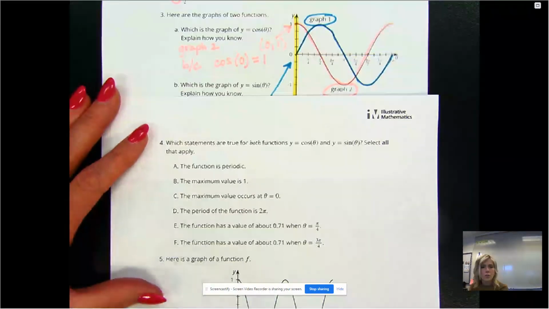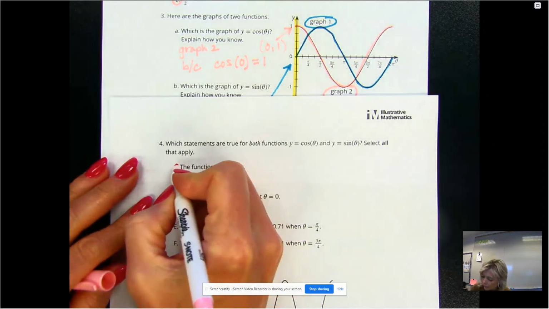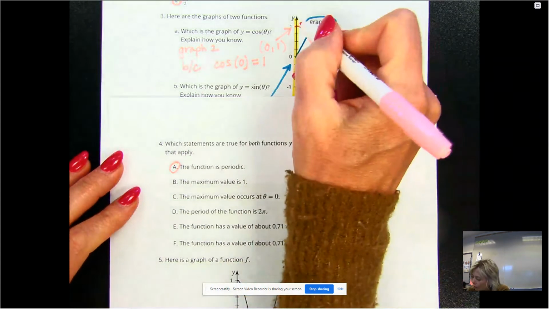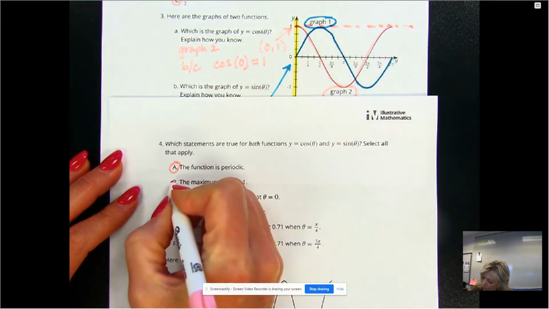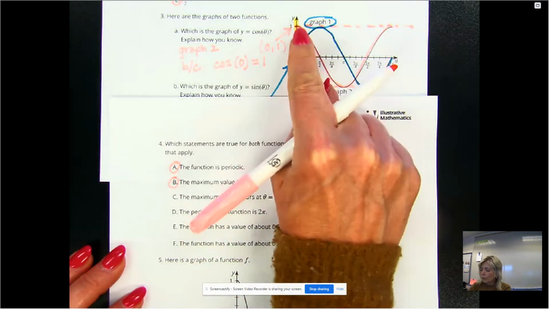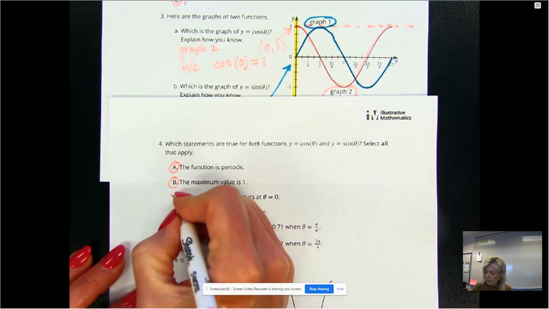So for number 4, which statements are true for both y equals the cosine of theta and y equals the sine of theta? So both of those are periodic functions, so we should circle A. Both of those have a maximum value of 1. See, neither of these graphs go past 1, so we should circle B. The maximum occurs at theta is equal to 0. Only true for cosine, not true for sine, so don't circle D.